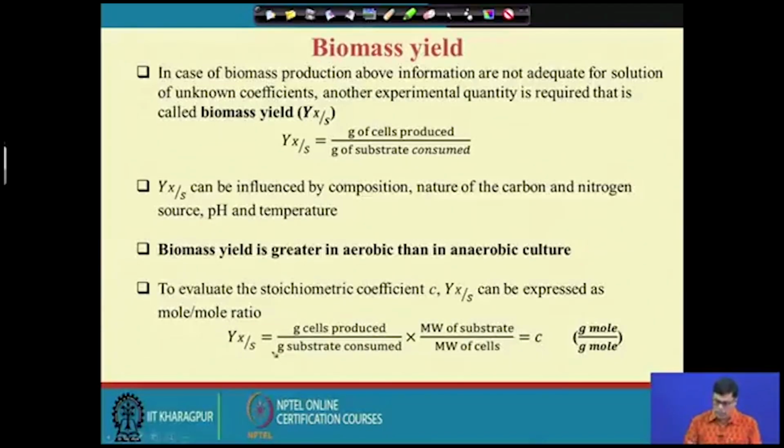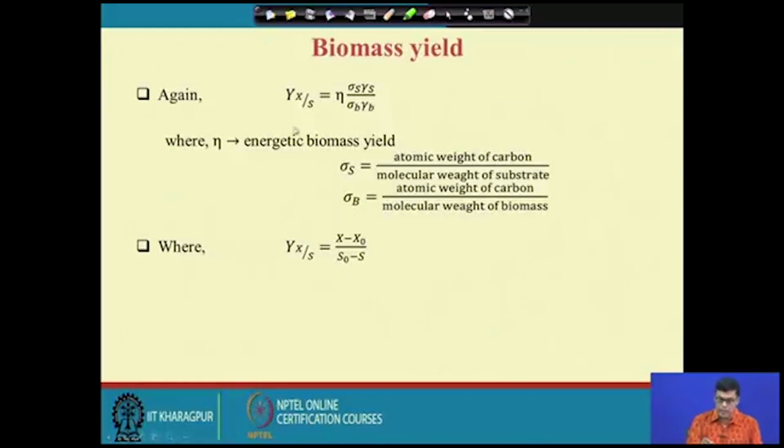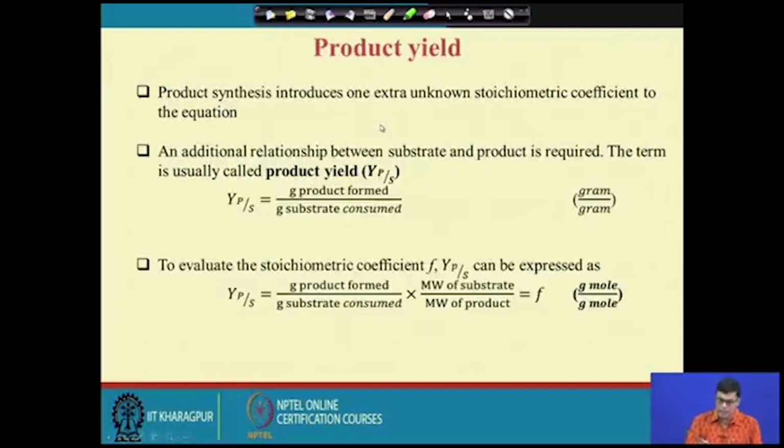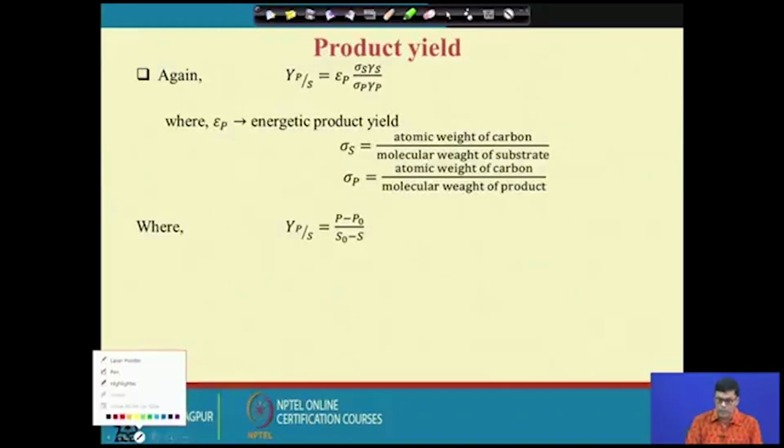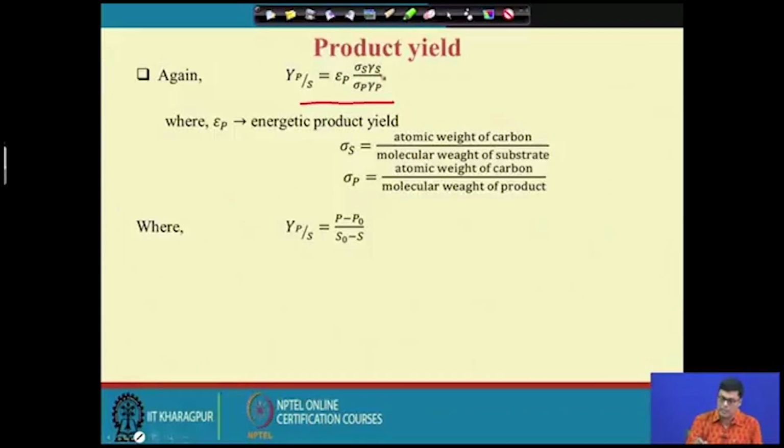Now, similarly, we can calculate the other things also. Yx by s is like this, and then Yp by s is like this, epsilon p gamma s, sigma s over gamma b sigma b. So with respect to product we can find it out. And Yp by s is equal to p minus p0 over s0 minus s. So, we can easily calculate that.